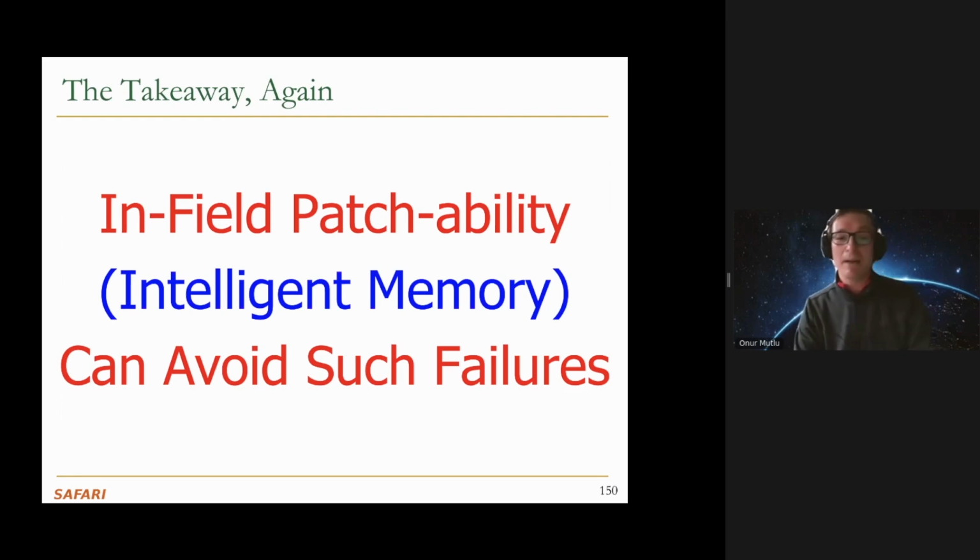And I believe in memory controllers, for example, we can have patchability. We can have online testing methods to detect some anomalous behavior and also issues that may come up, so that you can actually hot patch the memory controller in the field.